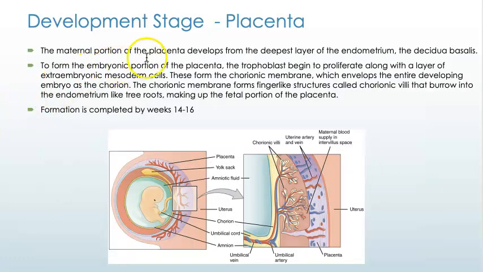Okay. So the maternal portion of the placenta forms from decidua basalis. I mentioned this to you guys already. The trophoblast cells are going to form these chorionic villi, these finger-like structures that have the blood vessels in them. Large surface area for lots of nutrient and gas exchange.